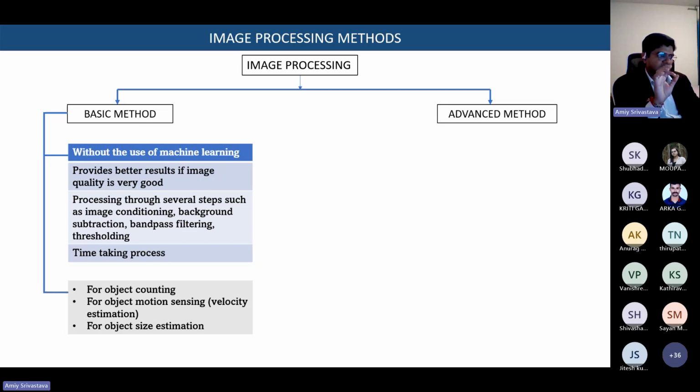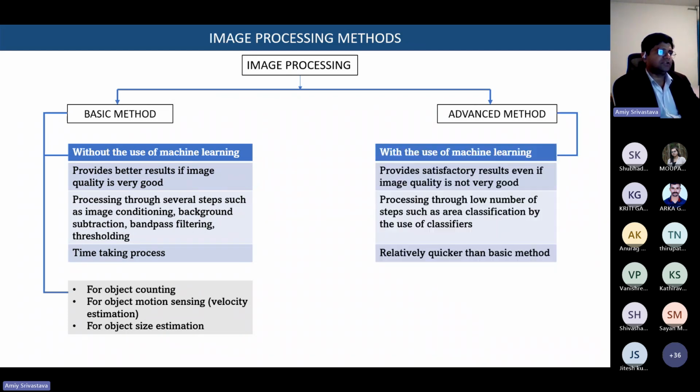But I would say if the dispersed phase is quite dense, then sometimes it is very difficult to identify object motion through basic methods. Object size estimation can also be done using the basic method only. But again, I would say your image quality should be very good.